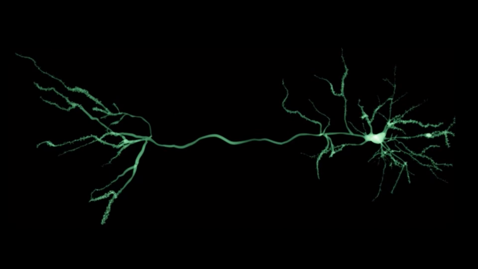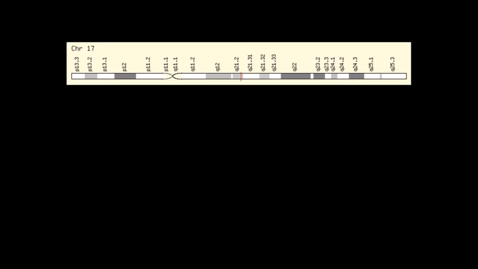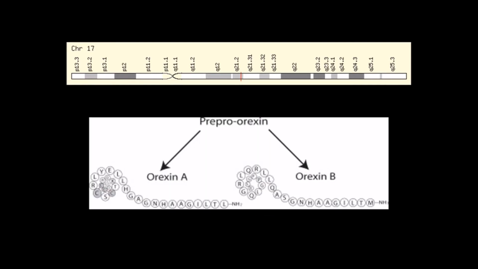Like other neuropeptides, the functional orexin proteins are actually cleaved from a larger prohormone. HCRT, the gene that encodes for orexin, first produces a hypothalamic neuropeptide precursor protein, which is often referred to as pre-proorexin. Pre-proorexin is proteolytically cleaved into two orexin proteins, orexin A and orexin B.